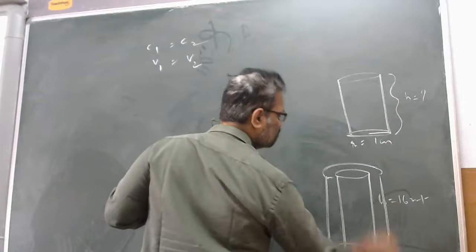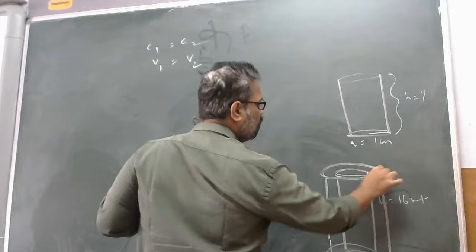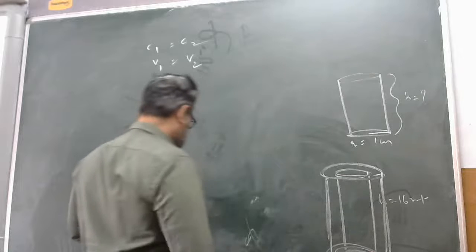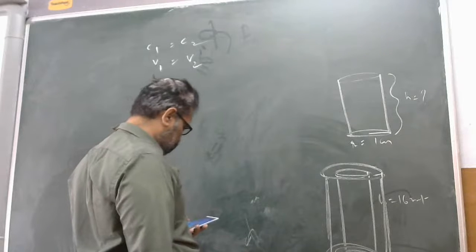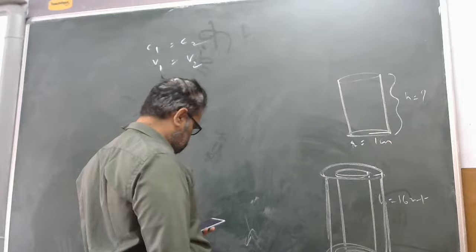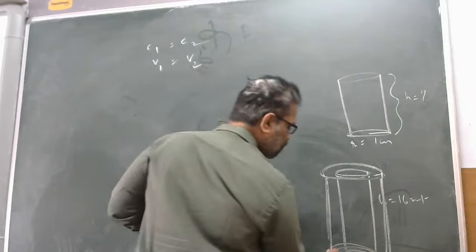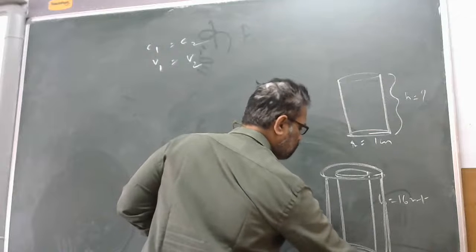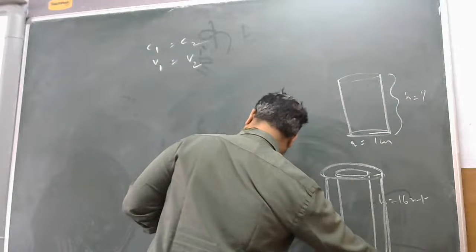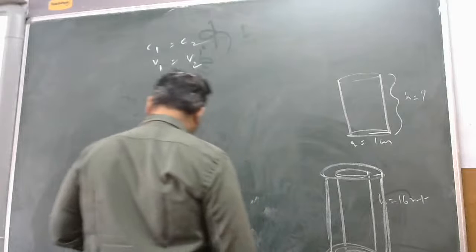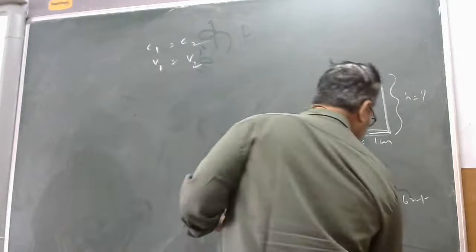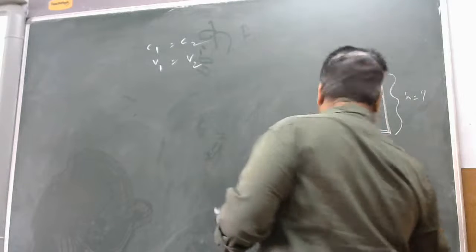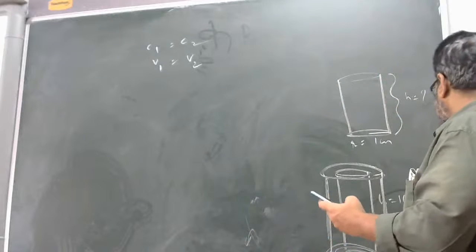So it is a cylindrical jar like that, because external and internal both are there. External diameter 20 centimeters, so external radius is 10. Sorry, 20, not 16. The length is 16 centimeters.